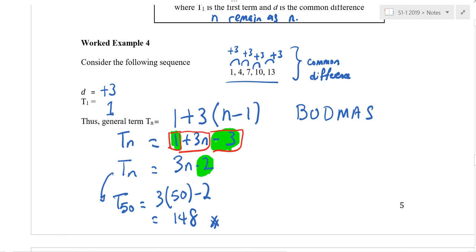Wow. Okay, understand now? Understand why you want to find term n? Because it helps you to find very big terms.